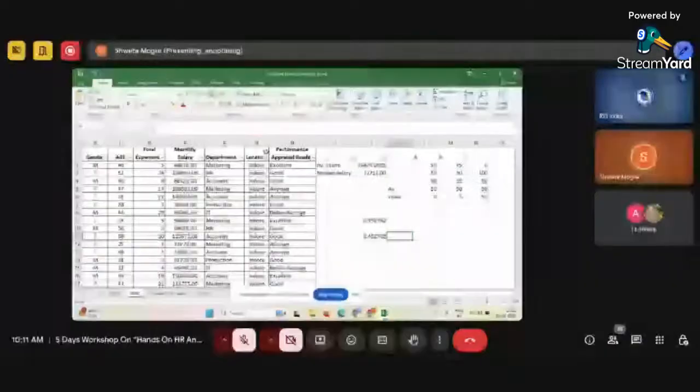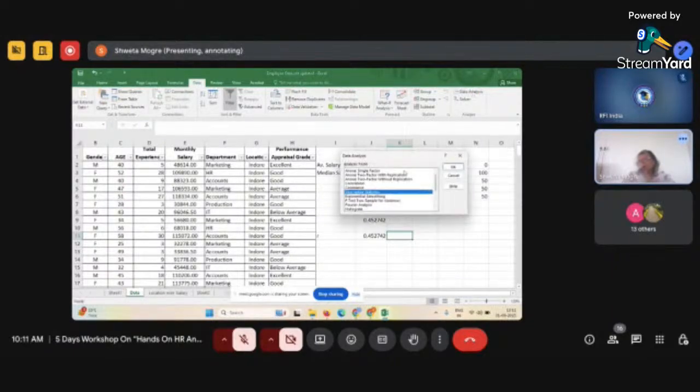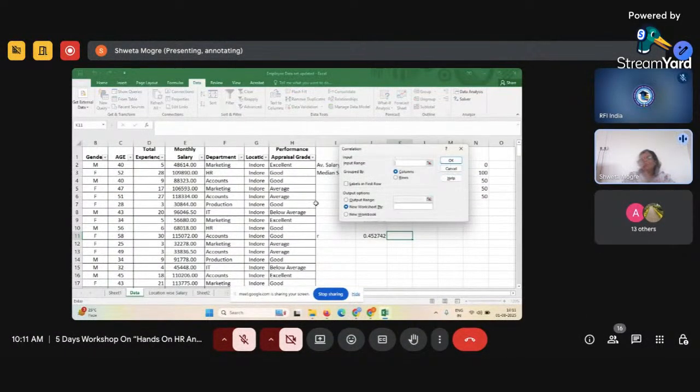The second way, you can click on Data, then click on Data Analysis, and here you will find Correlation. Click on OK. Now this window will pop up on your screen. Now you have to provide the input range.